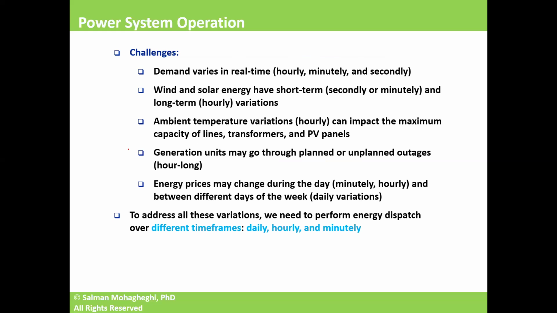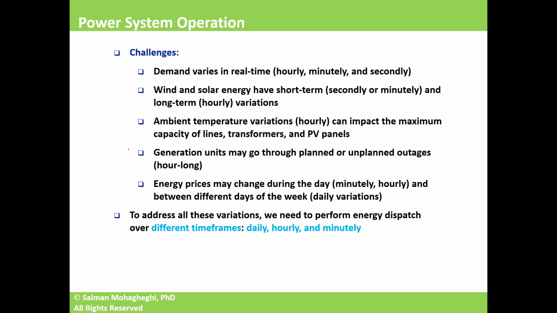This is because a lot of things in a typical power system go through variations. First, let's talk about demand. Demand varies in real time, based on secondly, minutely, or hourly variations. Renewable energy resources, likewise, go through variations. Some of it is short term, which would be secondly or minutely variations. Some of it could be long term variations in the range of hours.